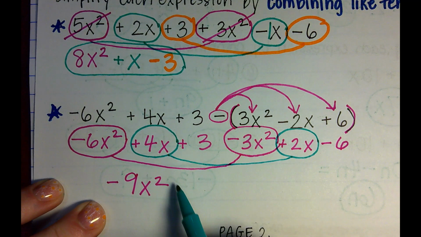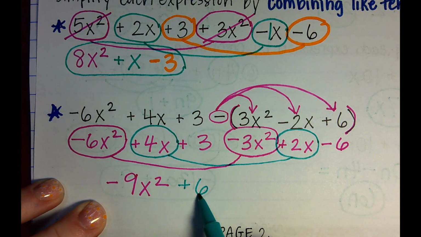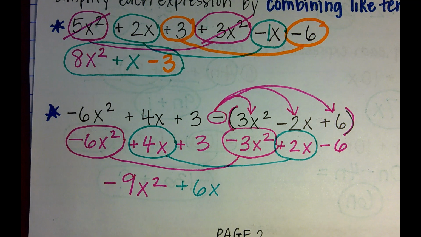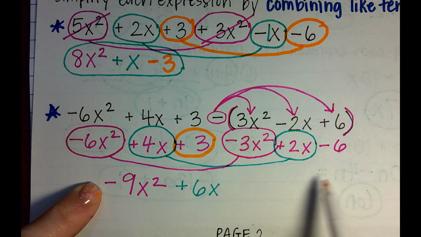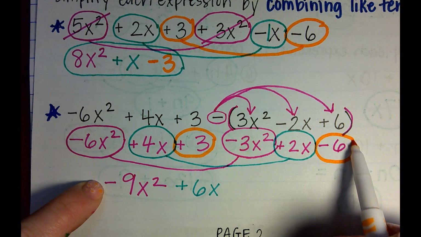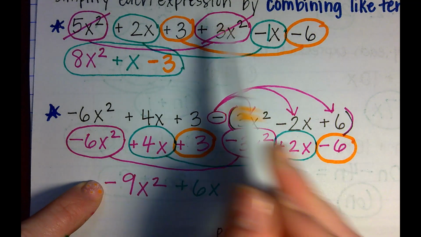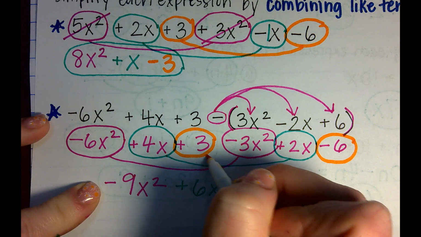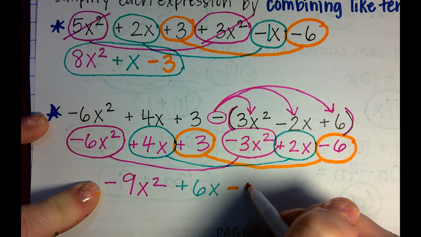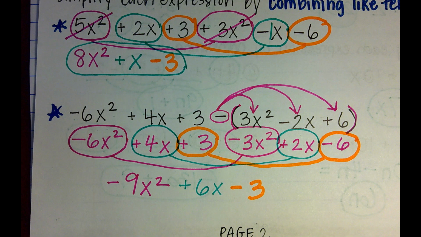Good. Plus 6x. Minus 3. Perfect. We have plus 3 minus 6. And that's the same thing as we did in the last problem. 3 minus 6 is negative 3, minus 3. Good. And that's our answer.